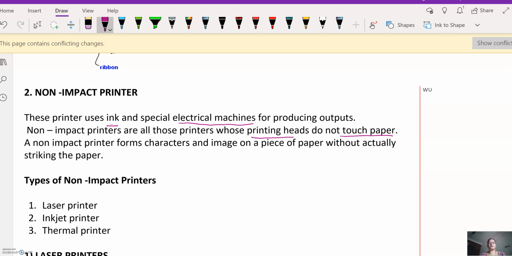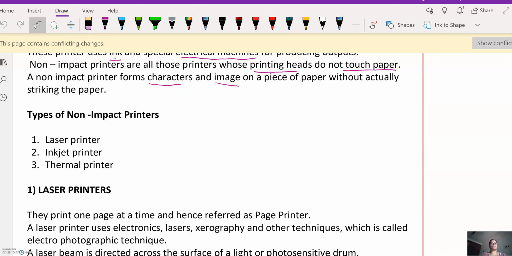The non-impact printers will form the characters and whatever images are to be printed on the piece of paper without striking the paper. And we have three classifications of non-impact printers. One is called the laser printer, then the inkjet printer, and then the thermal printer. These classifications are based on the technology adopted for printing the information on the paper.